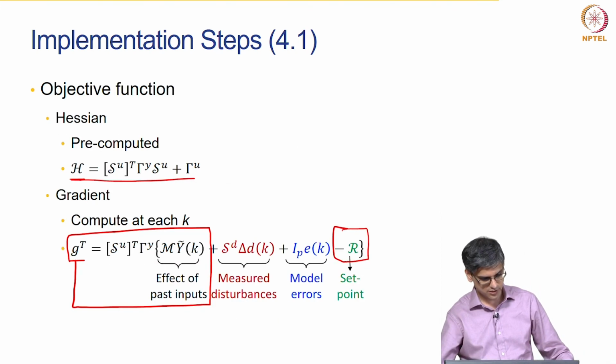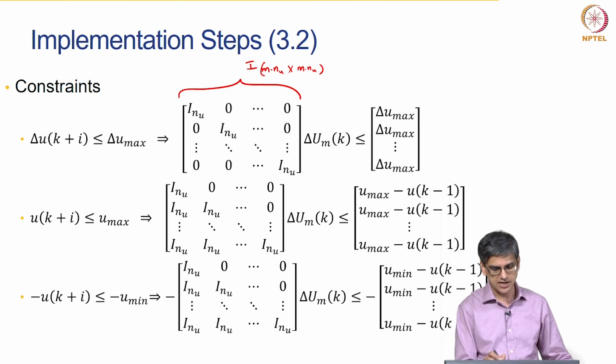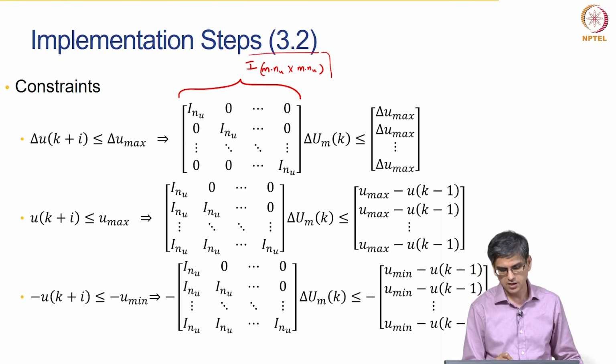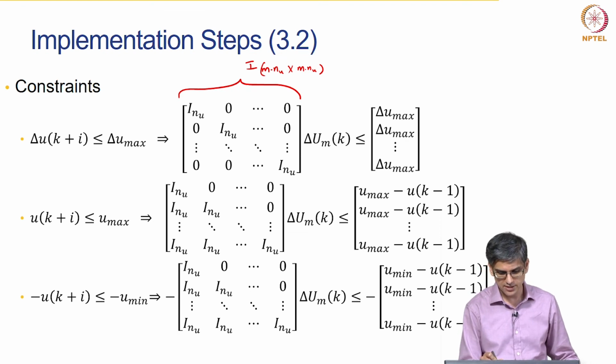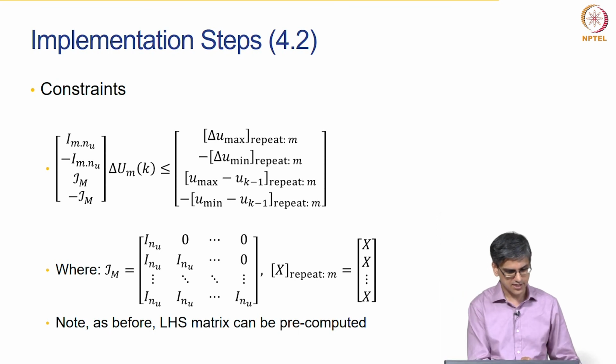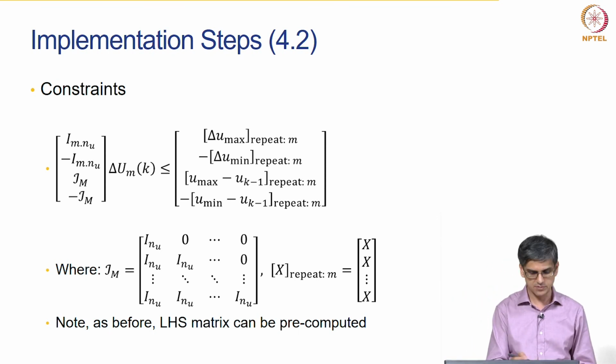This is nothing but what I had written over here. This identity is M times NU cross M times NU identity, which is exactly what I have written over here. It is M multiplied by NU cross M multiplied by NU identity, and this is your big IM matrix that you see over here.